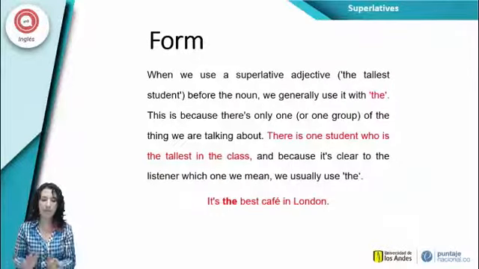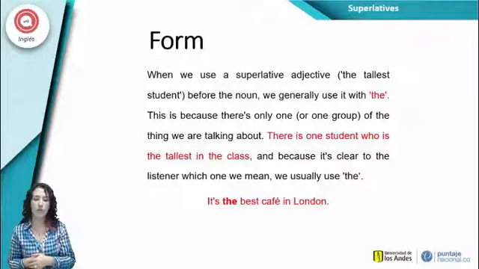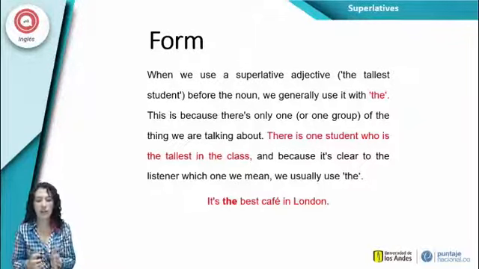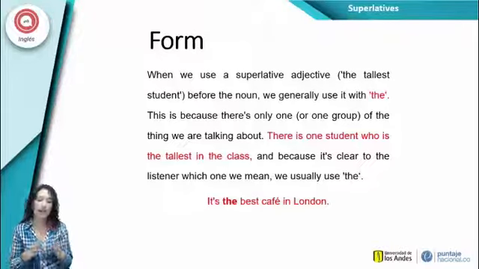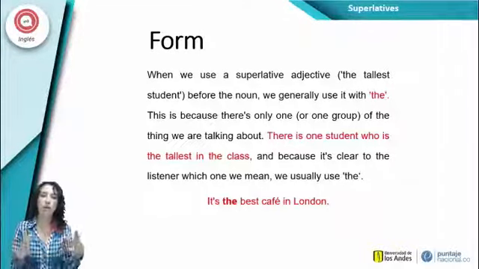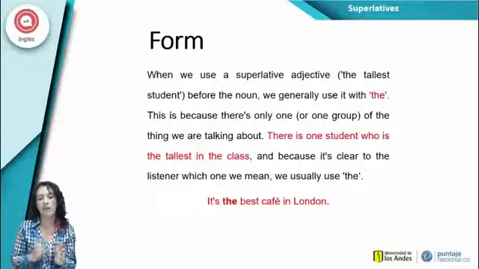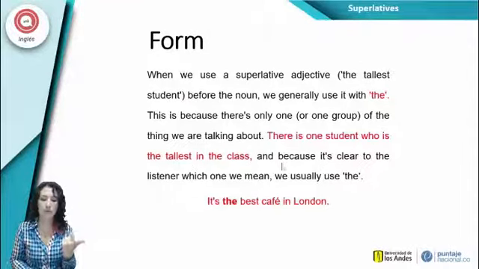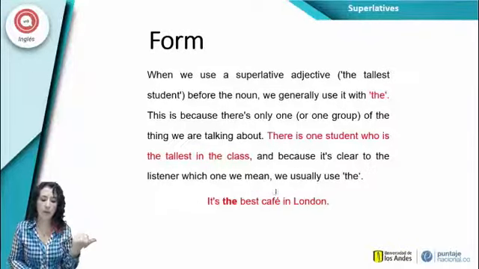Okay, let's continue. So as always, we talk about the form. When we use a superlative adjective, for example, the tallest student, before the noun, we generally use it with the. This is because there is only one or one group of the thing we're talking about. Entonces, aquí estamos diciendo que cuando vamos a utilizar el superlativo, antes del adjetivo superlativo, tenemos que utilizar la partícula the. ¿Por qué? Porque estamos hablando de una sola cosa de ese grupo o de un solo grupo comparado con otros grupos, pero estamos hablando de uno solo. Entonces utilizamos la partícula the. There is one student who is the tallest in the class. Entonces hay un solo estudiante que es el más alto en una clase, por ejemplo, utilizando este ejemplo, the tallest student. And because it's clear to the listener which one we mean, we usually use the.